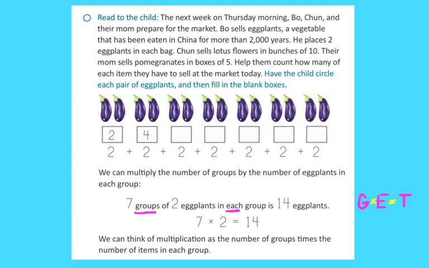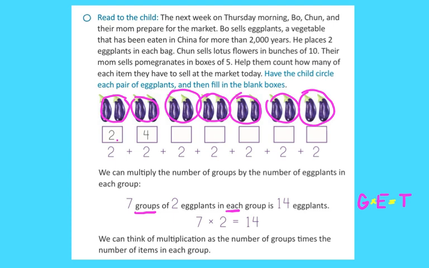Chun sells lotus flowers in bunches of 10. So those are groups of 10. Their mom sells pomegranates in boxes of 5. So the pomegranates are in groups of 5. Help them count how many of each item they have to sell at the market today. Okay, so you're going to take your pencil and circle the group of eggplants, the pairs, and then fill in the blank boxes. So we're going to be counting by 2s because each of these is a group of 2.